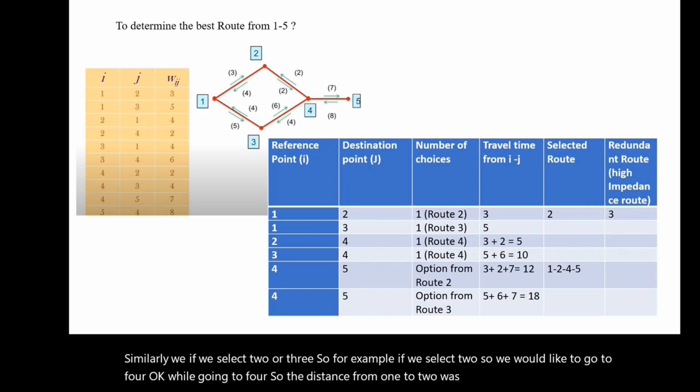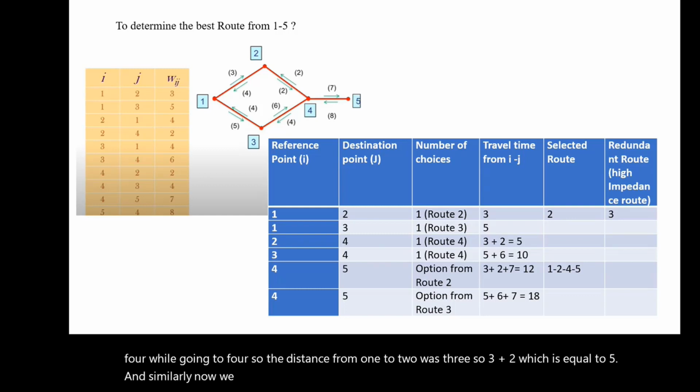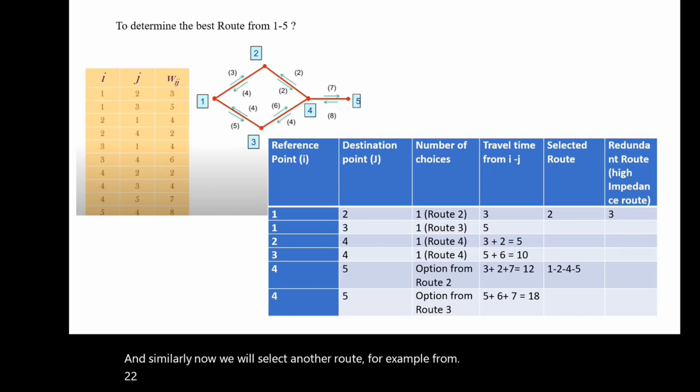So 3 plus 2, which is equal to 5. OK, and similarly, now we will select another route, for example, from 2 to 1 to 2 is done and 2 to 4 is done. Now we will select from 3 to 4. So now we will go from 3 to 4.